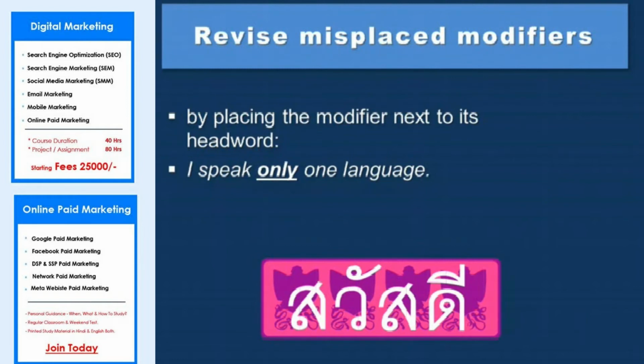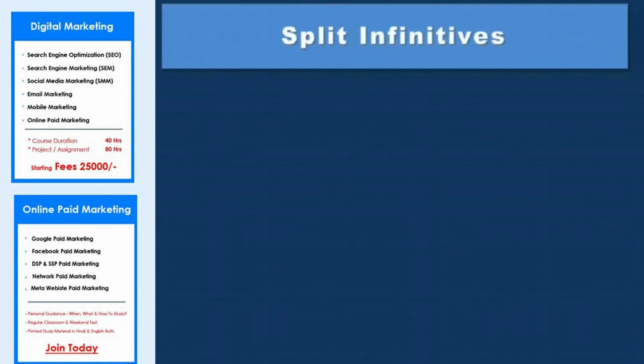Now, after understanding what dangling and misplaced modifiers are in detail, we'll move on to a few other variants of modifiers. The first one that is coming up is split infinitives. Now, what is an infinitive? Infinitive is to plus first form coming up together. For an example, he likes to swim. So, to swim is an infinitive here. To followed by first form of verb is what is called an infinitive.